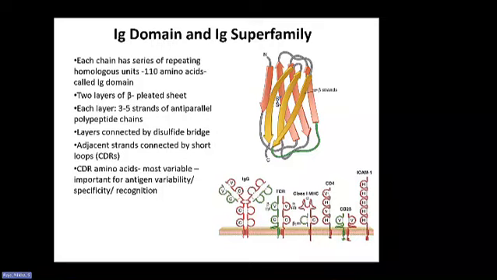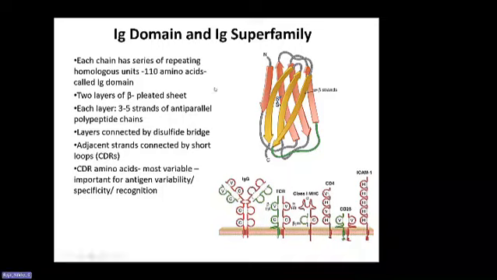Now, in this overall structure, 110 amino acids make up the immunoglobulin domain. This domain has 2 layers of beta-pleated sheets, and each sheet has 3 to 5 strands of antiparallel polypeptide chains. The overall structure can then fold onto itself to give a different shape, as seen here. And that globular structure is because of the folding of these 2 beta-pleated sheets to give the Ig domain structure.